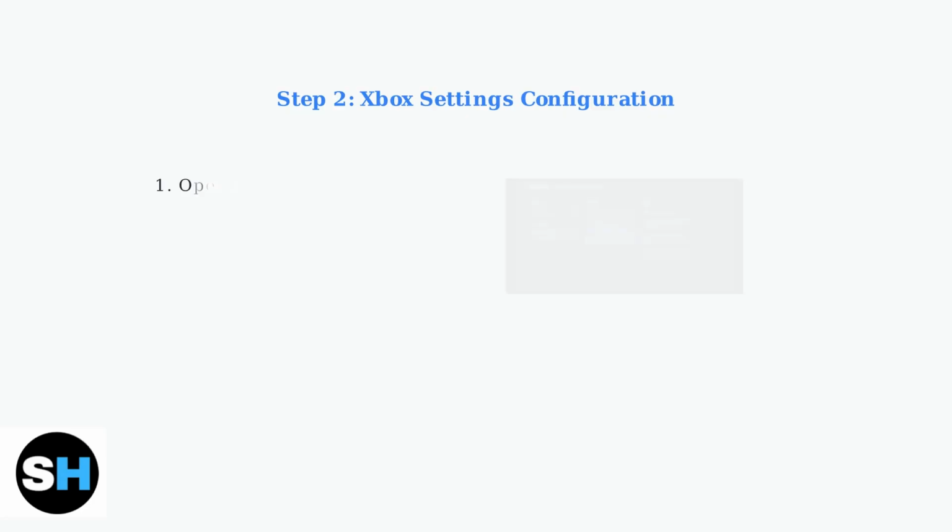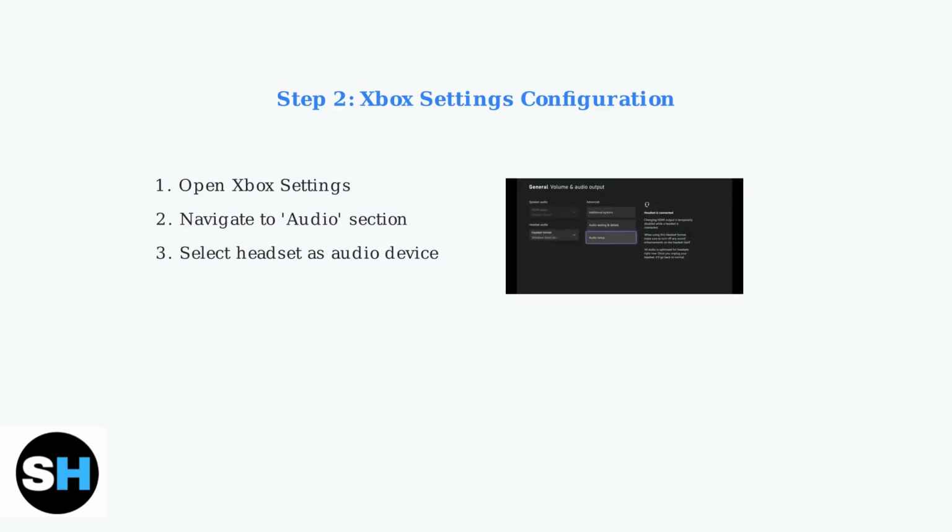Once connected, you need to configure your Xbox audio settings. Navigate to the Xbox Settings menu and look for Audio or Devices and Accessories. Ensure the headset is detected and selected as both the audio input and output device. You can also adjust volume levels and microphone settings from this menu.